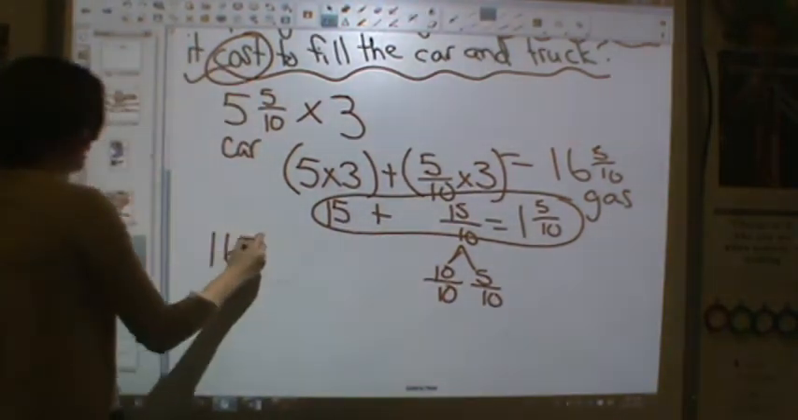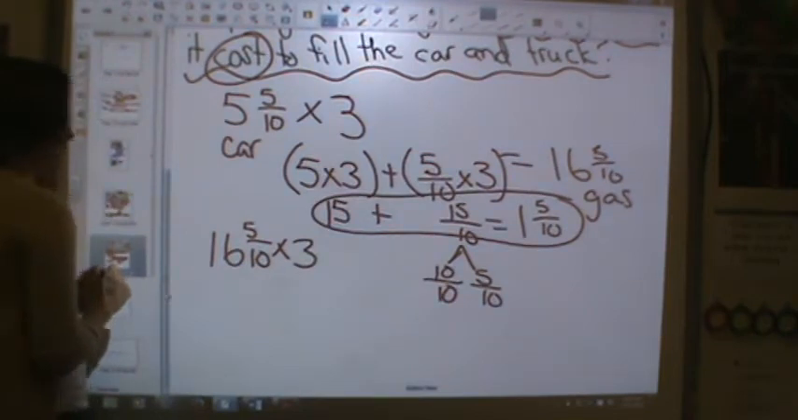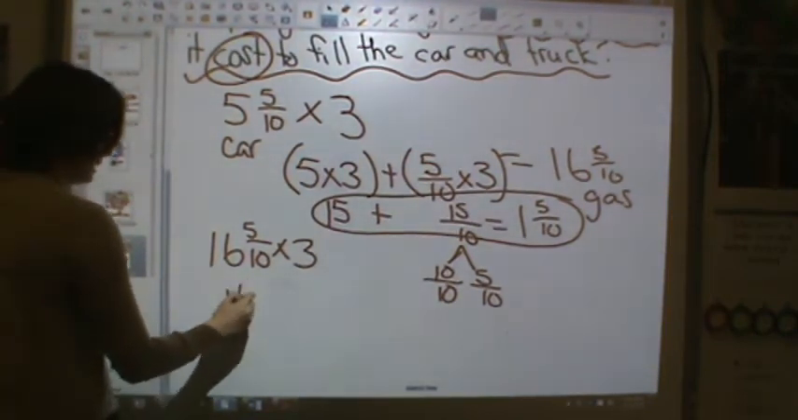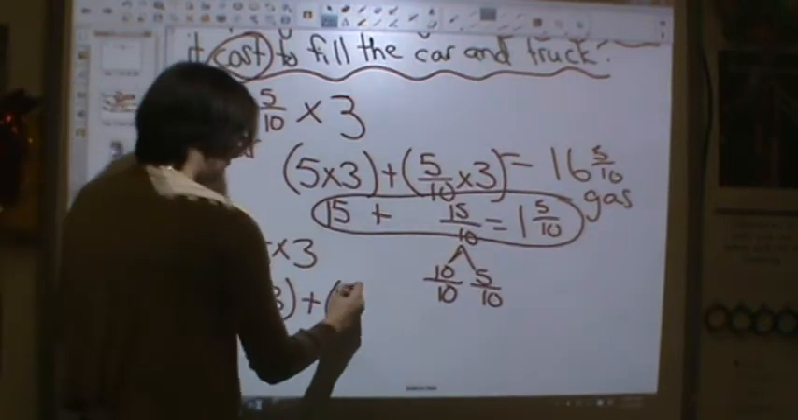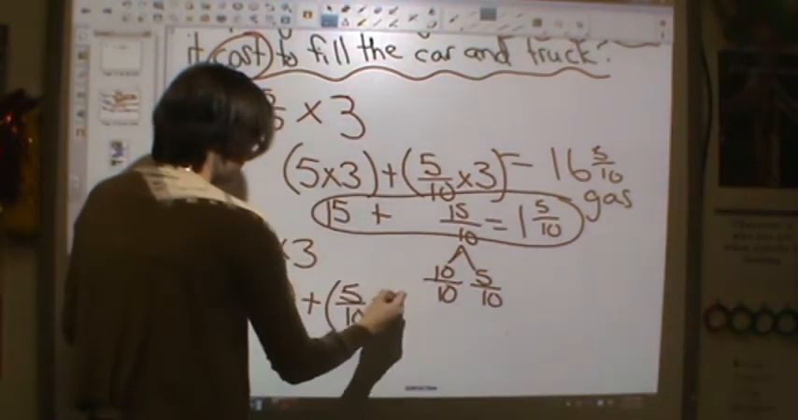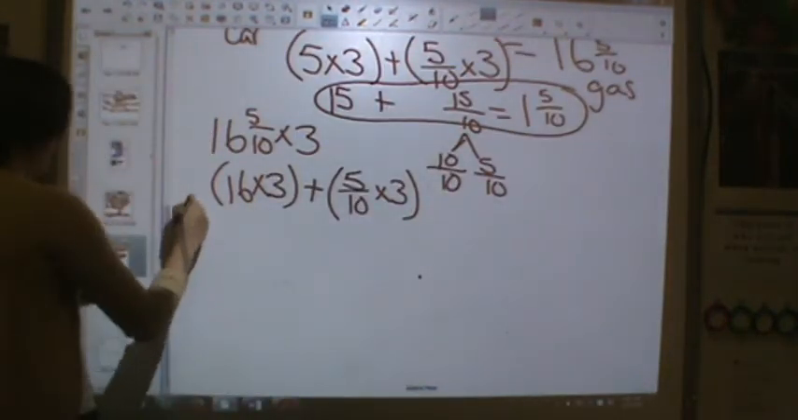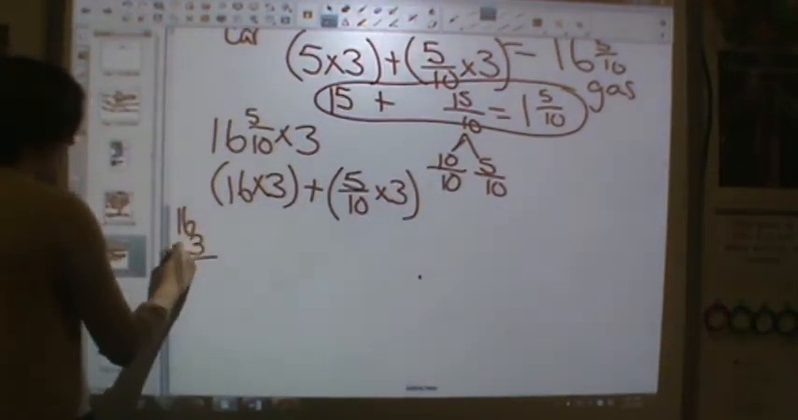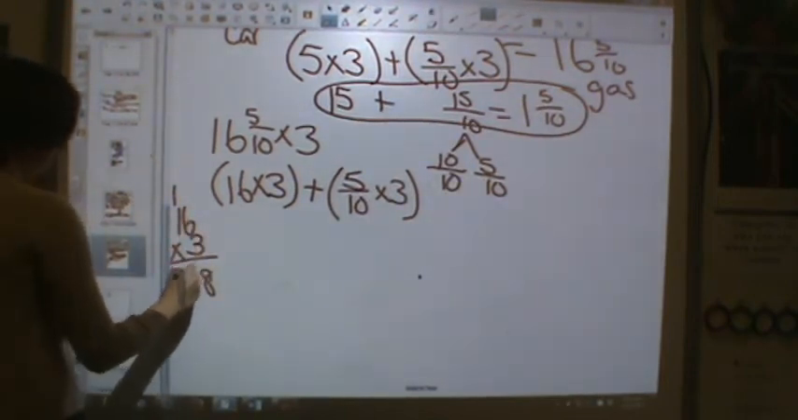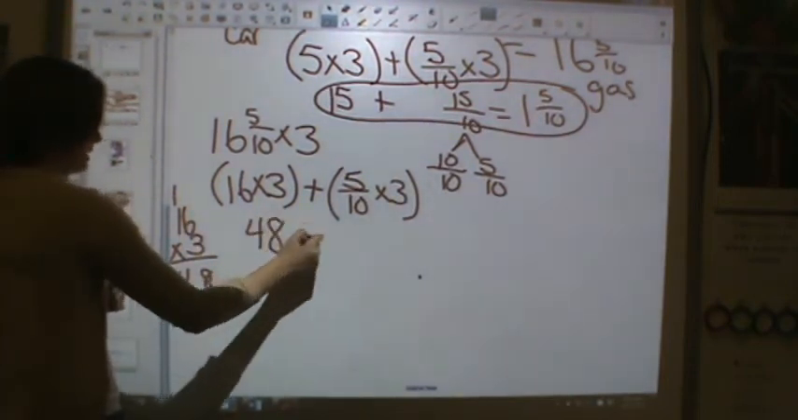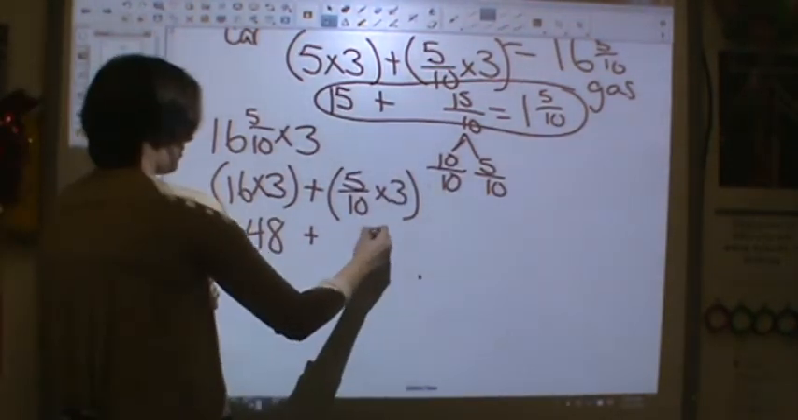So 16 5/10 times $3 to find the cost. We have 16 times 3 plus 5/10 times 3. Okay, I don't know 16 times 3 off the top of my head, so I'm going to do it to the side. 6 times 3 is 18. 3 times 1 is 3 plus 1 is 4. So 48 plus 5 times 3 is 15.